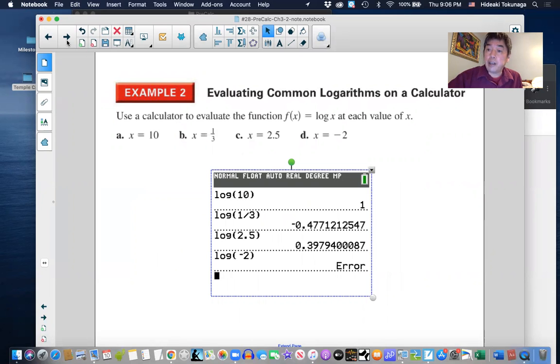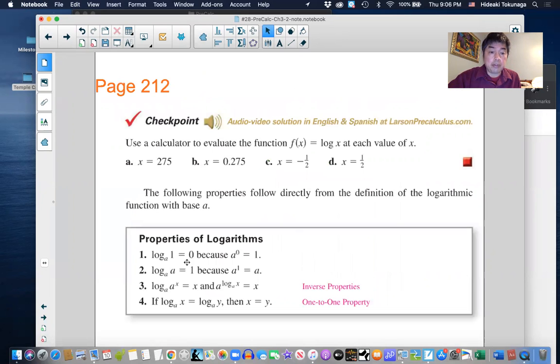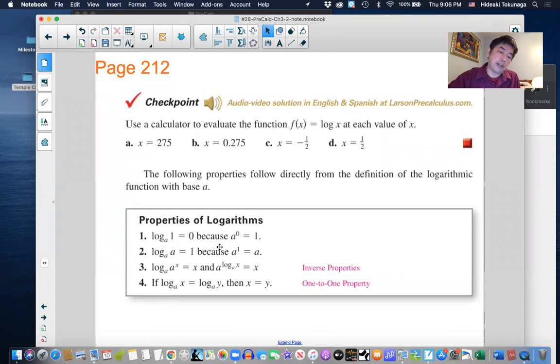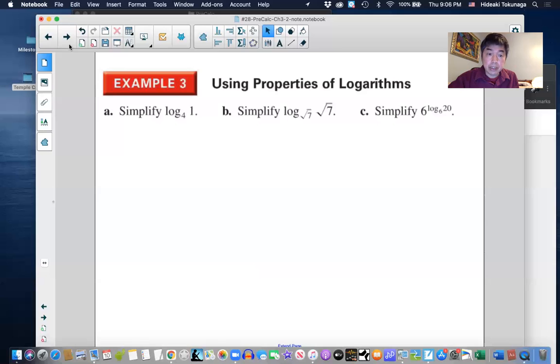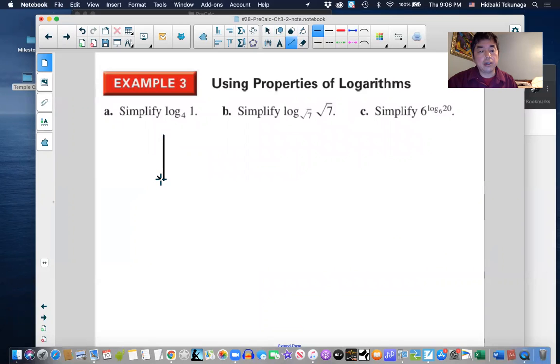So let's move to example 3. Before you do example C, you have to look at this property of logarithm. One thing you have to emphasize is the inverse properties here. So let's do this one. You don't need a calculator, so it's not the calculator question. Maybe you can think a little bit about exponents, exponential function. So 4 to the log base 4 of 1, which is 4 to what power is 1.